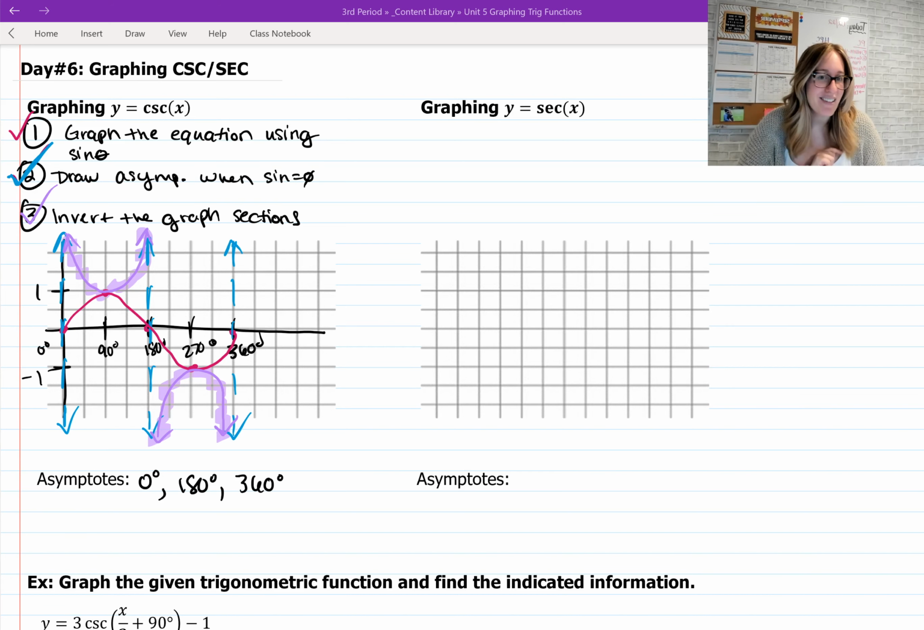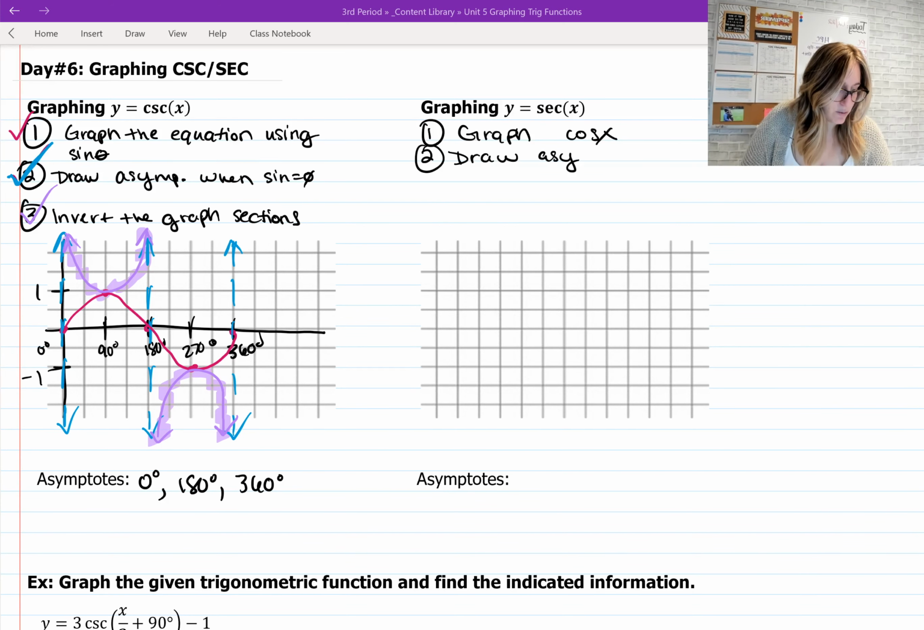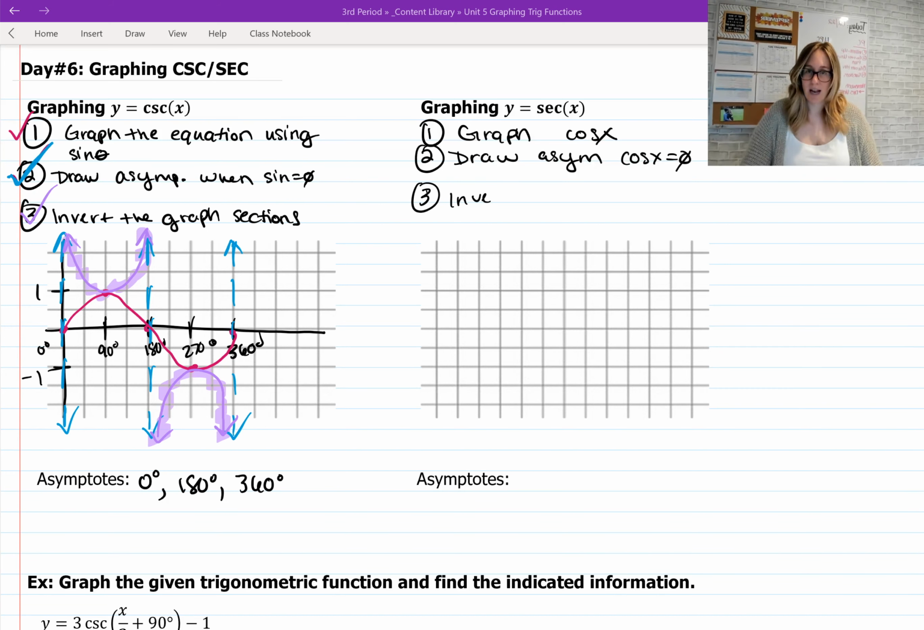Guess what? It's exactly the same for secant. So for secant, same steps. Step 1, instead of graphing using sine, we're going to graph using cosine. So graph cosine of x. Step 2, draw asymptotes where cosine x equals 0. Step 3, invert the graph sections. And that will give us our secant graph. So let's go ahead and sketch out our cosine graph.